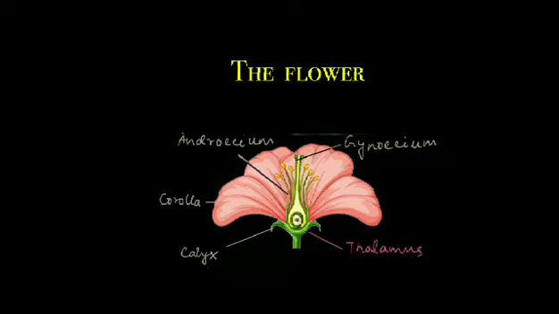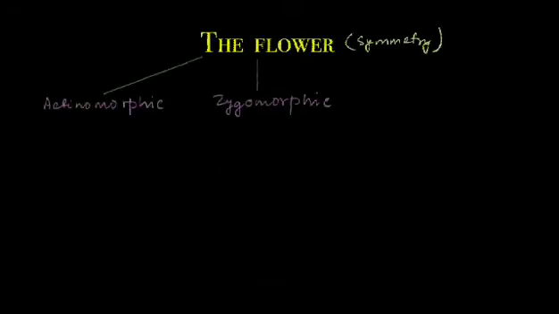All these different parts of the flower rest on this basal structure called the thalamus. The way in which all these parts, the sepals, the petals, the stamens, and the carpels, are arranged on the thalamus may be symmetrical or asymmetrical. When the arrangement is symmetric, the flower can be of two types, actinomorphic and zygomorphic.